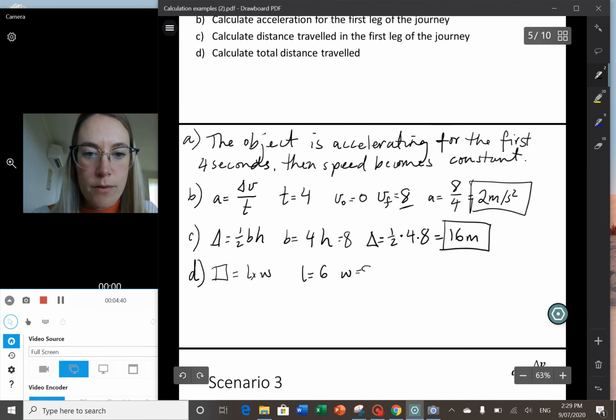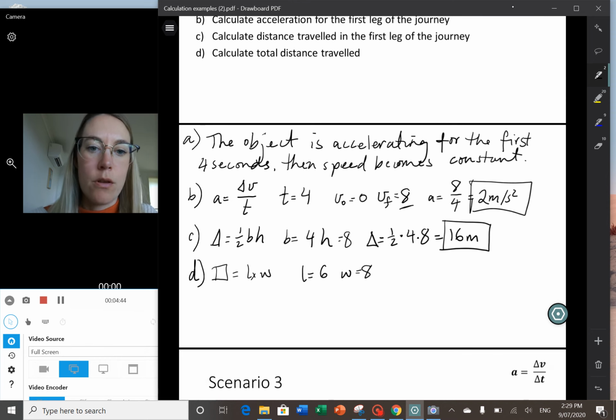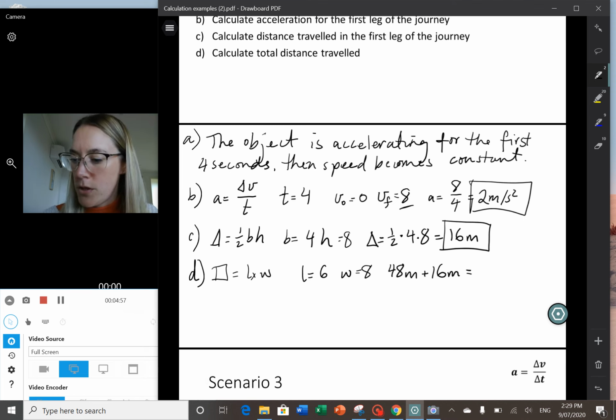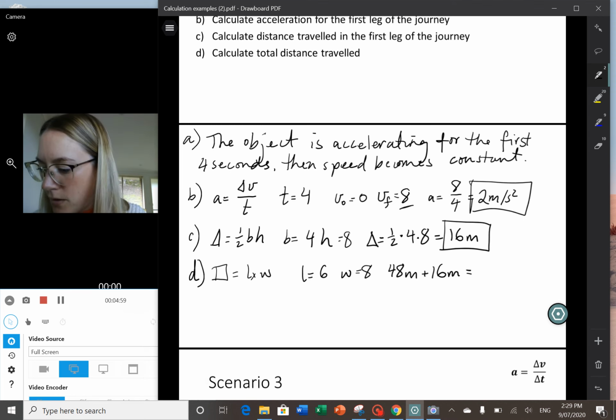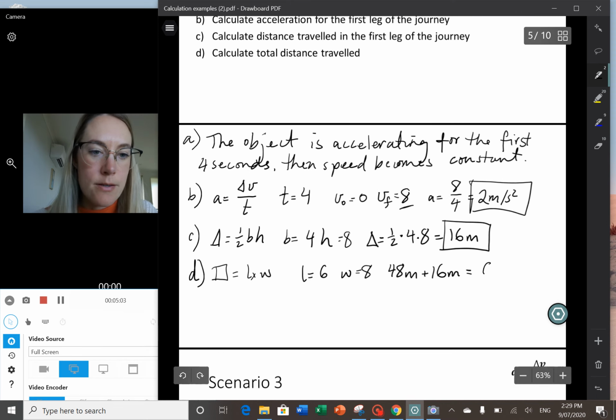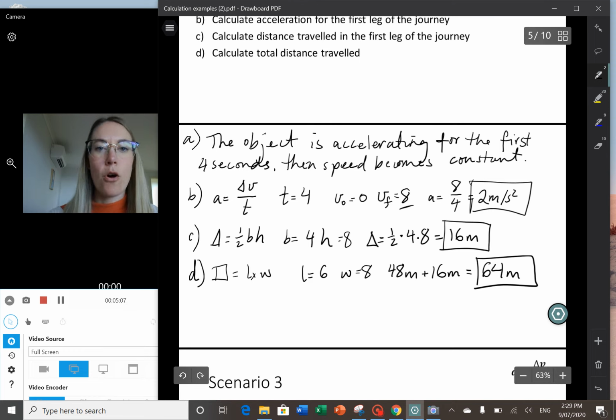So its width is equal to 8, which means the area of our rectangle is going to be 6 eights are 48 meters, and we want to add that to the 16 meters. Which gives us 48 plus 16, is 64 meters. That is the distance that the object travelled.